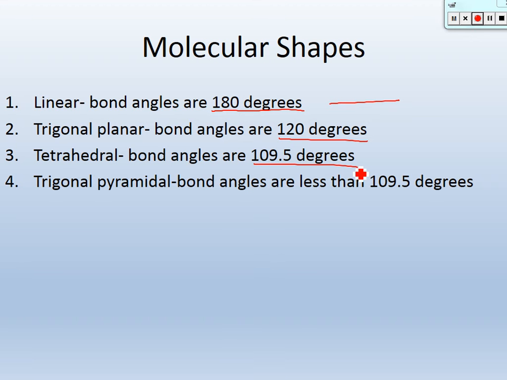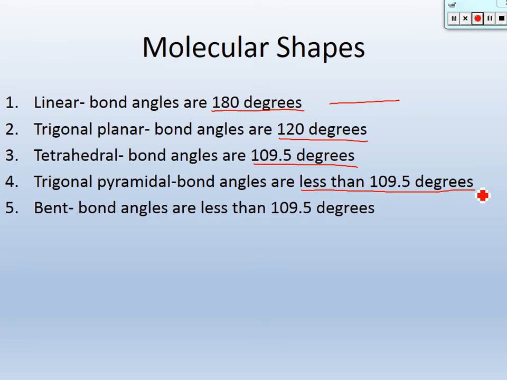Then there's number 4, trigonal pyramidal. In trigonal pyramidal, the bond angles are less than 109.5 degrees. And then finally, the last one that we will study is called bent. In a bent molecule, the bond angles are less than 109.5. So less than 109.5. Okay, so let's quickly run over those again. So we got linear, straight line, trigonal planar, tetrahedral, trigonal pyramidal, and bent.